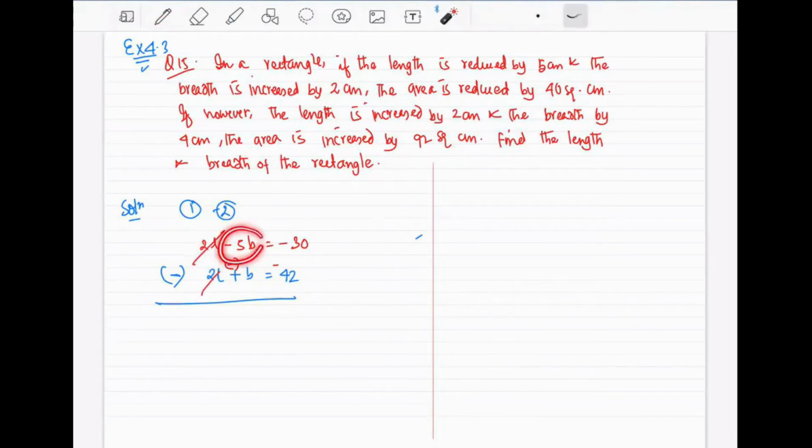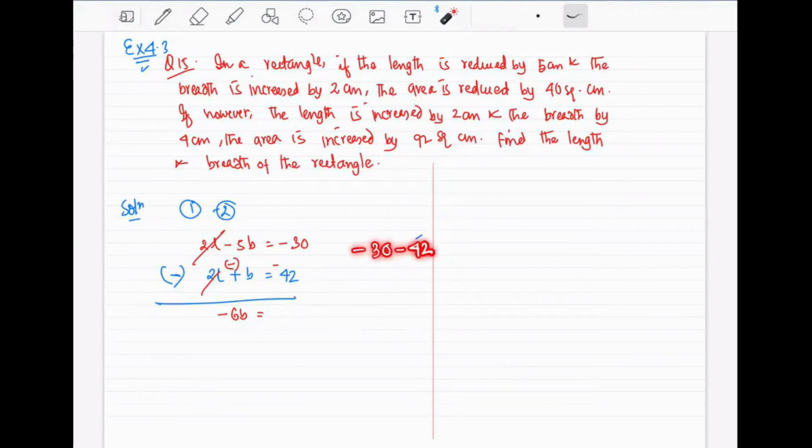What are the remaining here? This and this, this and this. So the thing is, minus 5B here. In the top, there is minus 5B. Bottom, minus B. So the total is minus 6B. So we get minus 6B here. What about this part? Minus 30 minus 42.